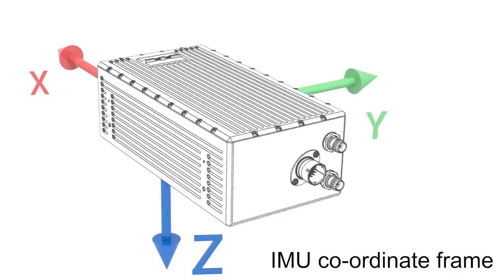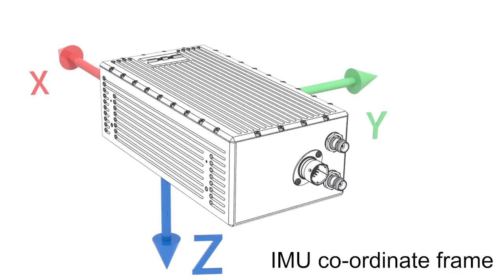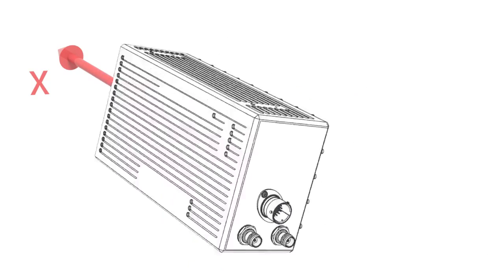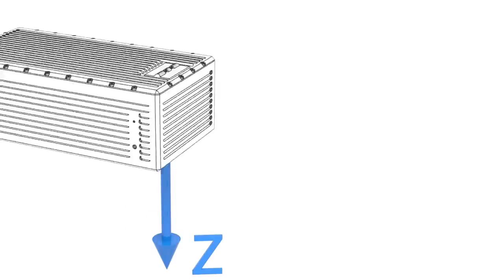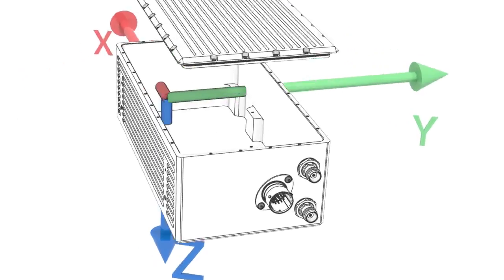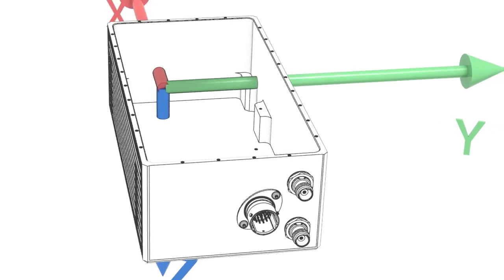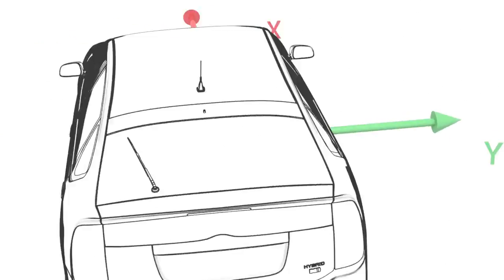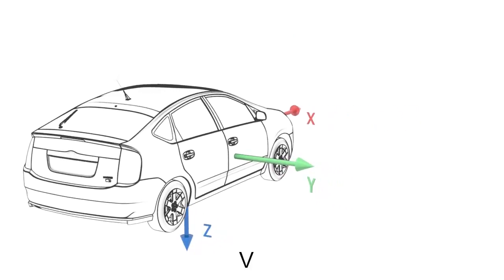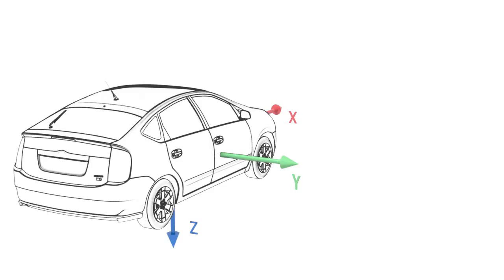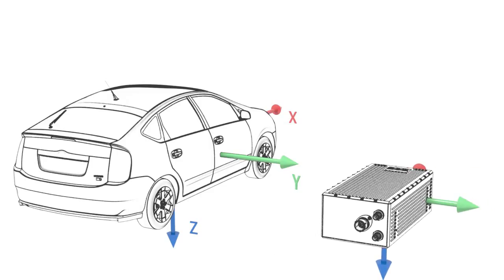The IMU measures acceleration along its X, Y, and Z axes. It also measures the angular rate about its X, Y, and Z axes. The orientation of the IMU axes are clearly marked on each product, and the position of the measurement origin is defined in each product manual. The vehicle being measured also has a coordinate frame, called the vehicle frame. Just as the IMU has X, Y, and Z axes, so does the vehicle, but it's not always possible to install your product in a way where the axes of the IMU frame match those of the vehicle.